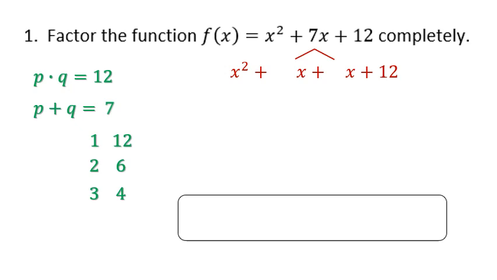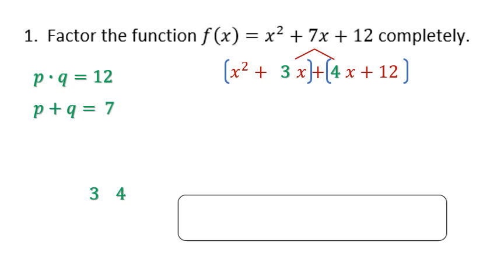So two things that multiply to be 12 add to be 7. Of those pairs I already found, which ones add up to be 7? Just the 3 and the 4. So I've found my p and q. They go in those blanks, and now I can group it. That's the whole reason we wanted to find p and q, so we can split it off and group it.